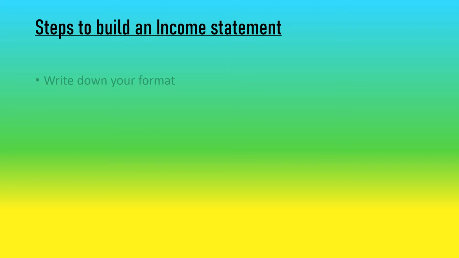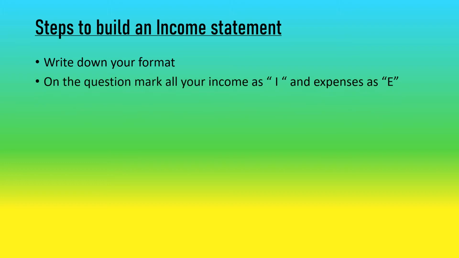The steps to building your income statement are very simple. Step number 1 is to always write down your format. Writing down the format gives you guidance as to what you need to put down next. Number 2, on your question, mark all your income as I and all your expenses as E.